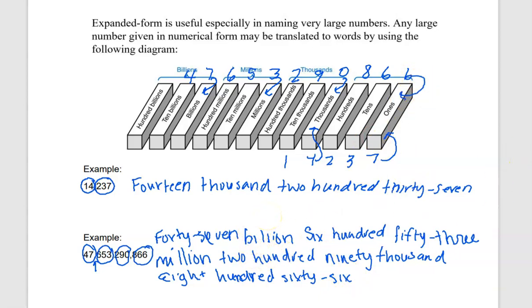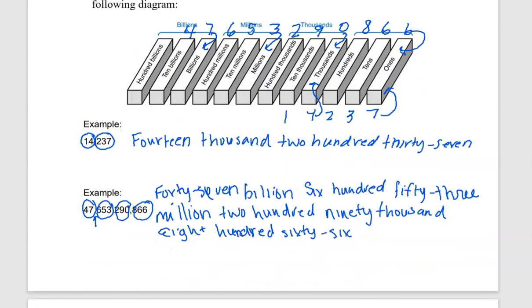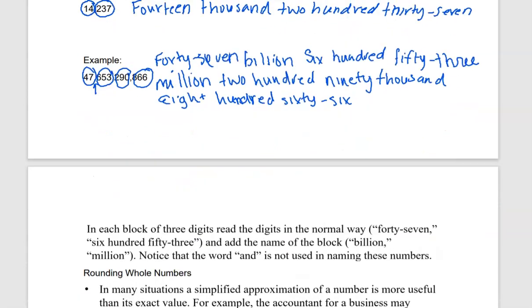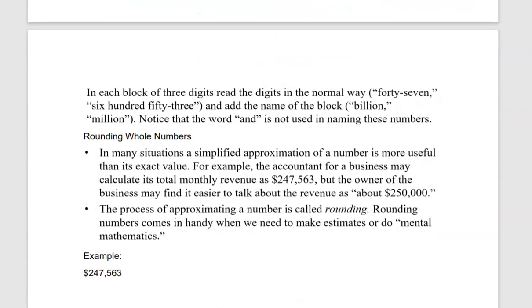So that's what we do to communicate with other people about really large numbers. We have a number system. So in each block of 3 digits, read the digits in the normal way, just like we just did. And notice that the word "and" is not used in naming these numbers.